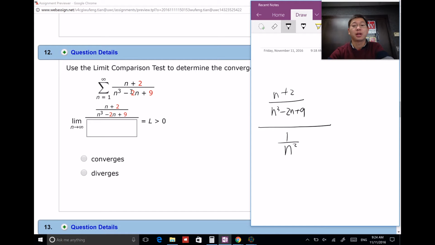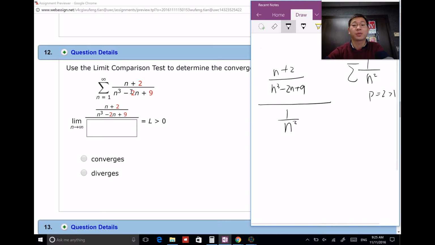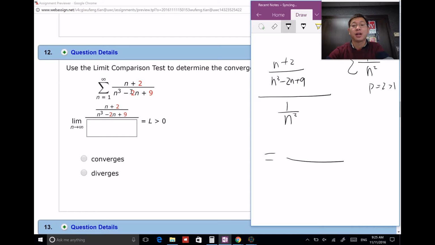1 over n squared. So I'm going to compare with this one because I can easily tell that the series of 1 over n squared converges, because it's a p-series with p equals 2, bigger than 1. That makes sense, right? But if I compare with this one, what happens? I will have the same power, n cubed on the bottom and 2n squared on the top, and n cubed minus 2n plus 9. We know this will equal 1 because all of these other terms will be 0.